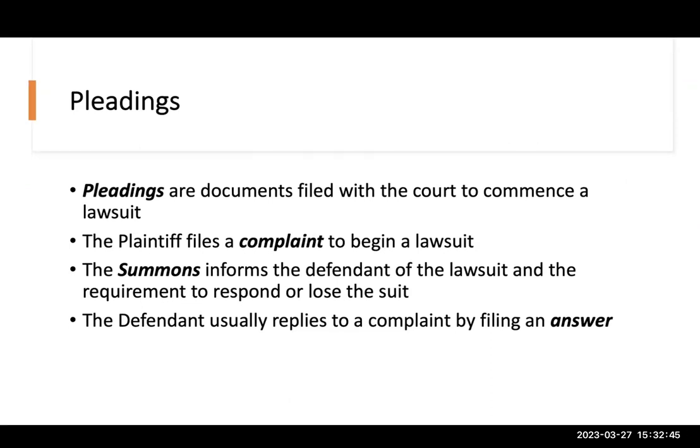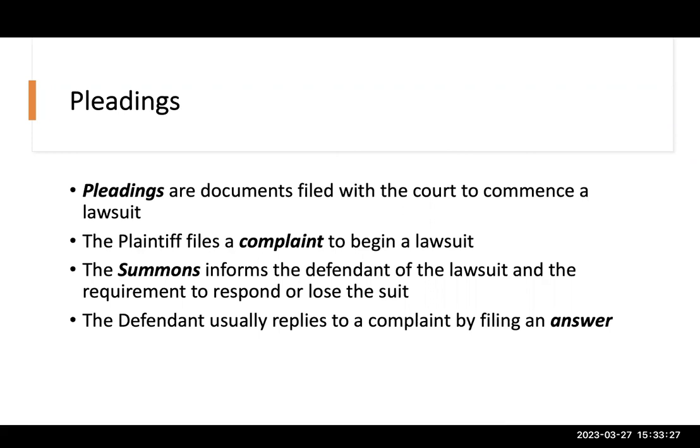Again, the documents that start a lawsuit are pleadings. The complaint is filed by the plaintiff to begin a lawsuit. There are examples of complaints in the textbook and in the module for this chapter. The summons is a court form that informs a defendant of the lawsuit and the requirement to respond or lose. There are examples of a summons in the textbook. The textbook example is a federal court type of summons. There's also an example of a California State Court summons in the module.